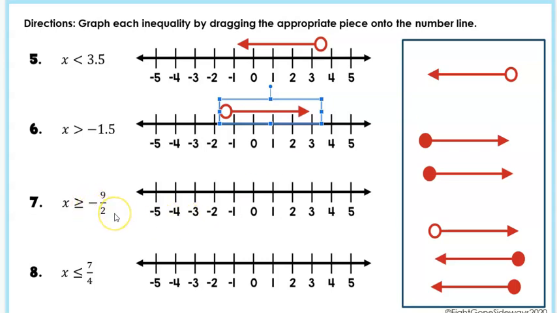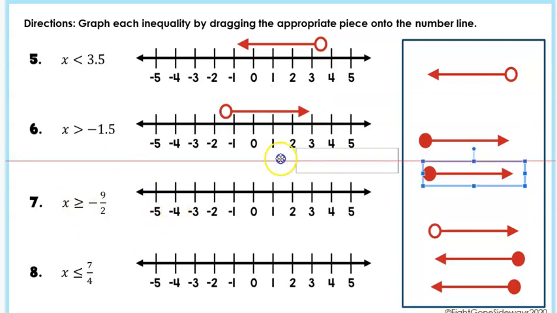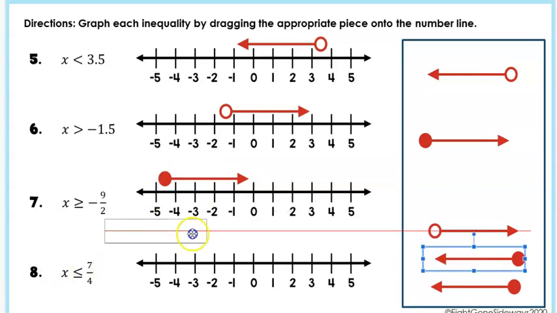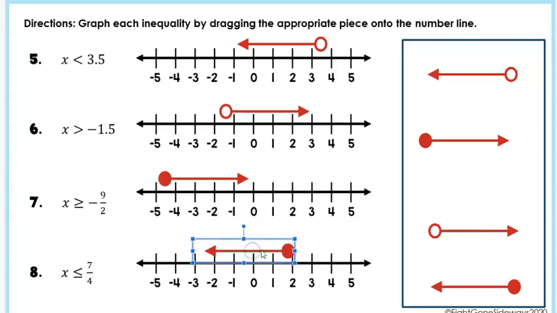X is greater than or equal to negative 9 halves. Now, negative 9 halves would be negative 4.5. Because it's greater than or equal to, it's going to be a closed circle at negative 4.5. Let's drag that right there. And x is less than or equal to 7 1/4. 7 1/4 would be 1 3/4. And we're going to do a less than, goes to the left, 1 3/4. So just a little bit, like right there. And that's how you do it. You just drag the arrows you need and put them on top of the graph.